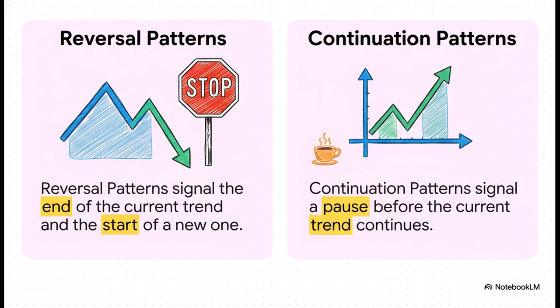Okay, so these clues basically come in two main flavors. First up, you've got your reversal patterns. Think of these like a big stop sign on the road. They tell you, hey, this trend you're on might be running out of steam and getting ready to turn around. Then you have continuation patterns. These are more like a quick pit stop, a signal that the market is just taking a breather before it gets back on the highway and continues in the same direction. Today, we're going to focus on those big turnaround signals, the reversals.